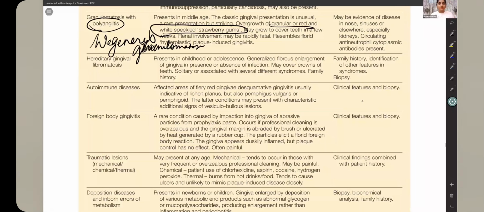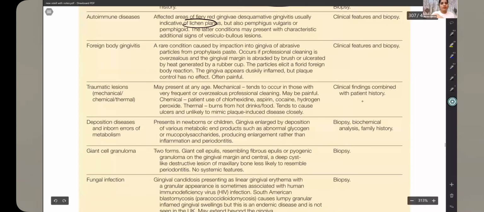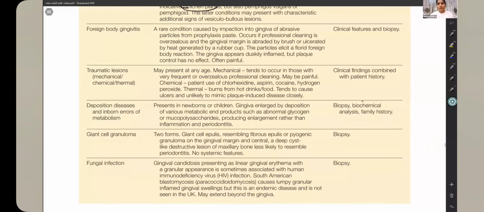Then hereditary gingival fibromatosis can give you gingival enlargement, and sometimes it can be generalized, and sometimes solitary forms are also seen, which are associated with some syndromes. There would also be some family history, and a biopsy would confirm that as well. Then autoimmune diseases, especially lichen planus, can give you red gingiva and desquamative gingivitis.